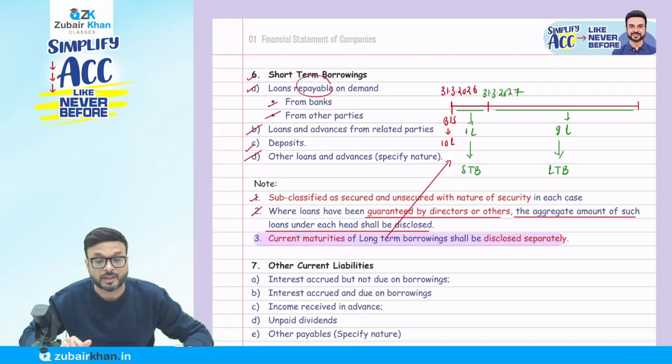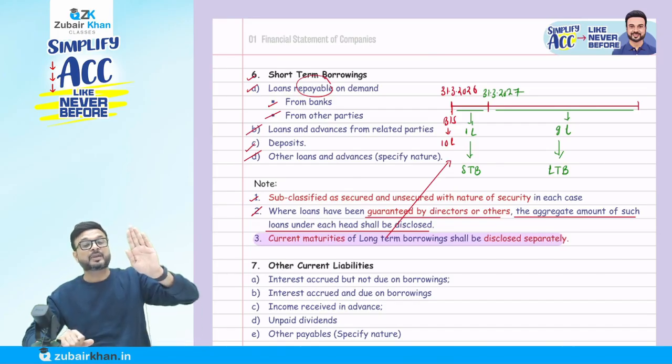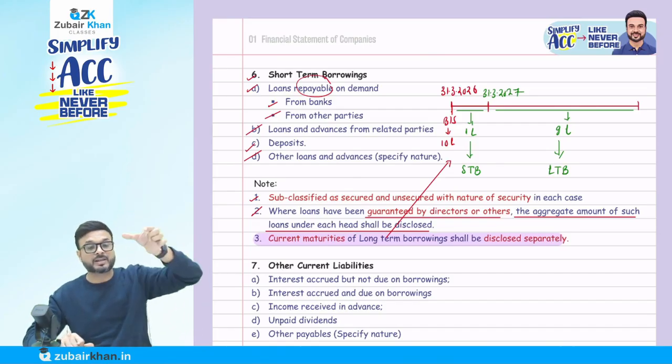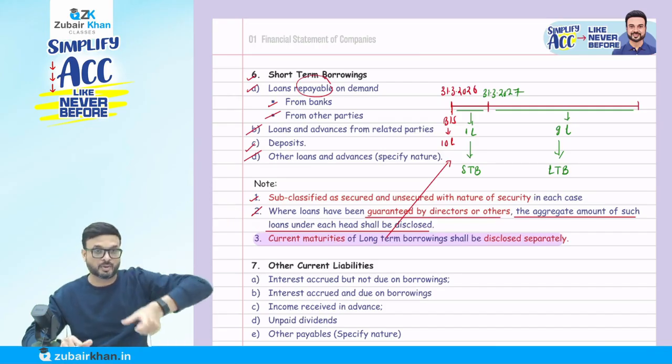This is an important point. You know what we call them? We call them current maturity of a long-term borrowing. We have to disclose them separately. It's a part of the long-term borrowing which I'm liable to pay within 1 year. So instead of writing this portion which I'm liable to pay within 1 year as a part of long-term liability, I will show it as a short-term borrowing only here.